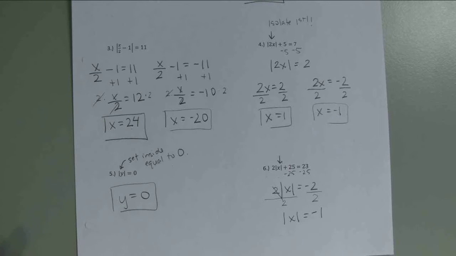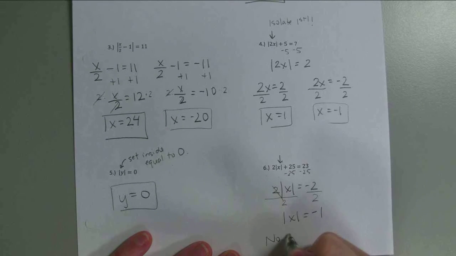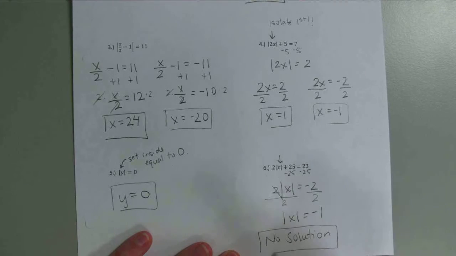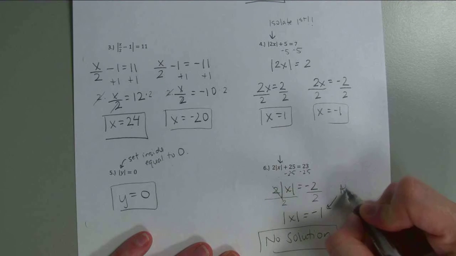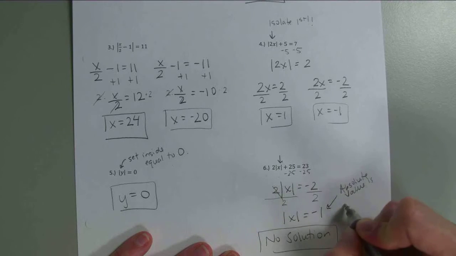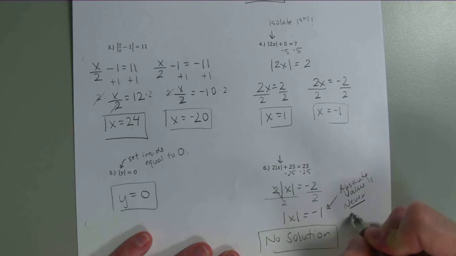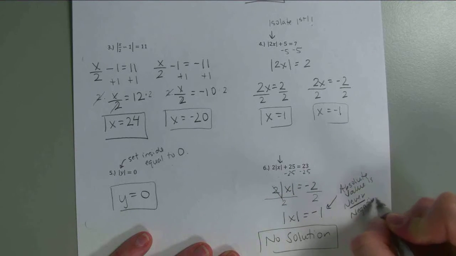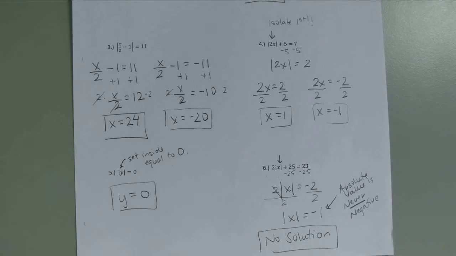It's a trick question. There's nothing, right? What always comes out of an absolute value? A positive number. So we'll just say no solution here. Absolute value is never negative.